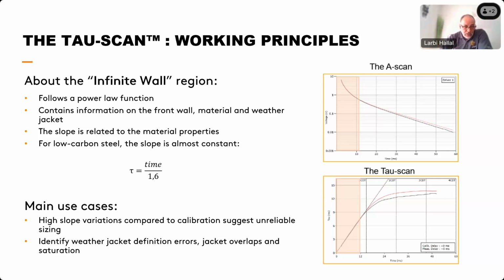It's important also to know if you have some jacket overlaps, because those jacket overlaps can lead to some saturation and will affect the delay from the weather jacket. So this is what we will look at first when looking at the Tau-Scan in this region.